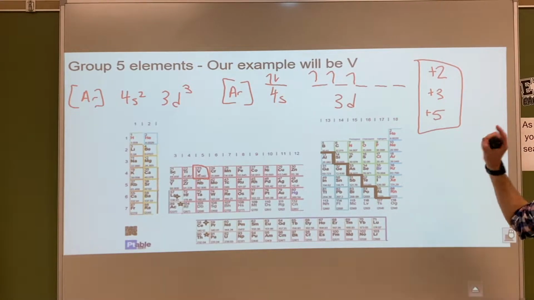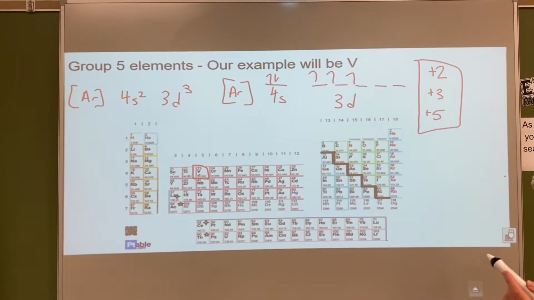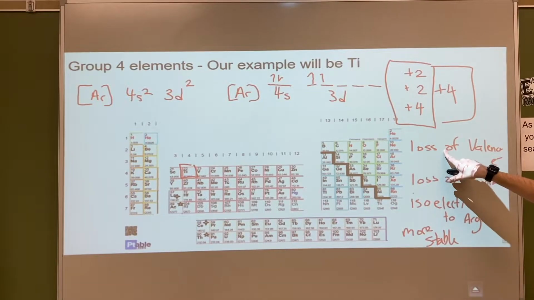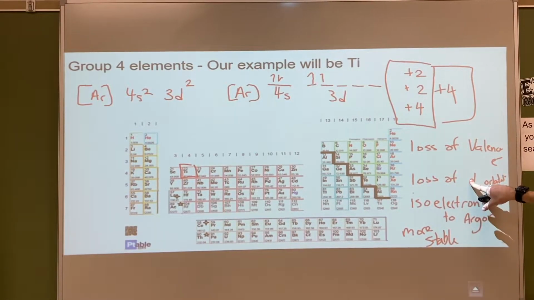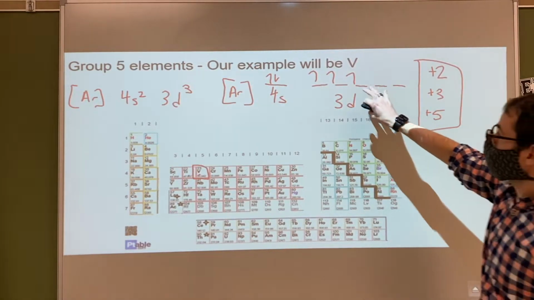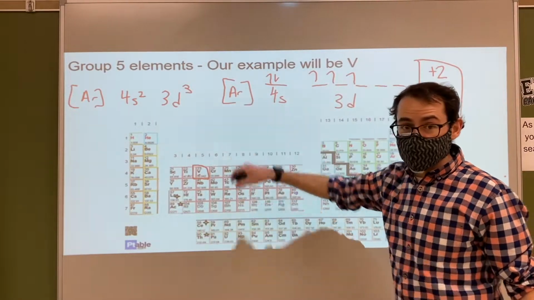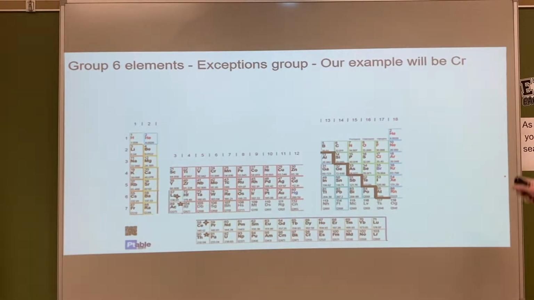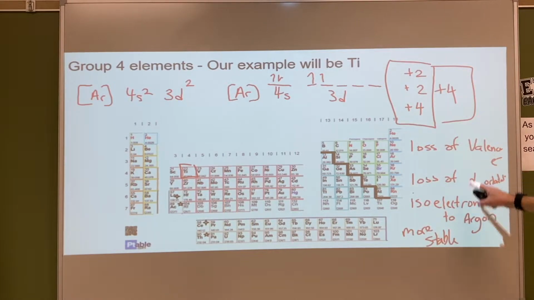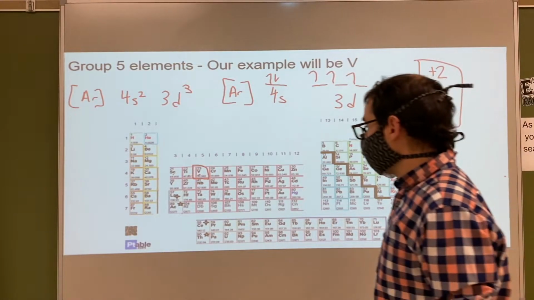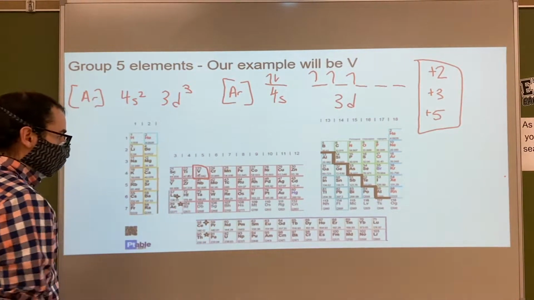What are the reasons for this? Loss of valence electrons, loss of d orbital, because you're going to lose all of this, isoelectronic to argon. All these reasons are still the same. It's more stable, all right? So everything's going to be the same with vanadium. All right, now let's go to chromium.